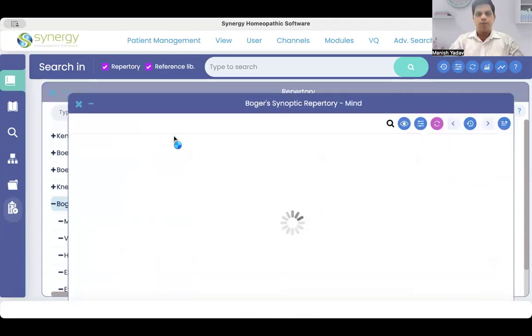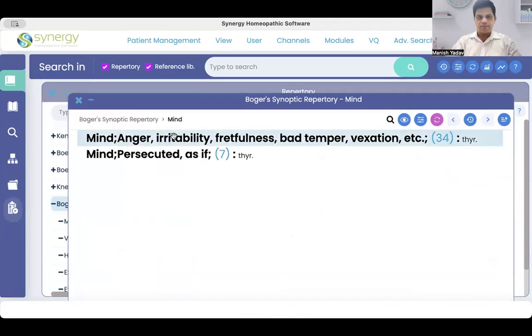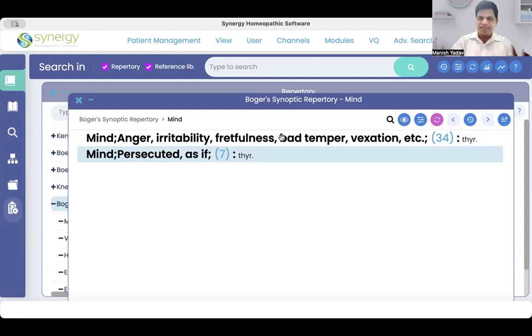Let us open Mind. So when you go in Mind in Boger, these are the two rubrics: persecuted as if, and of course anger, there are 34 remedies. I'm just talking about the smaller rubrics which have fewer remedies, and thyroidinum is there. So feeling of persecution, we already studied.